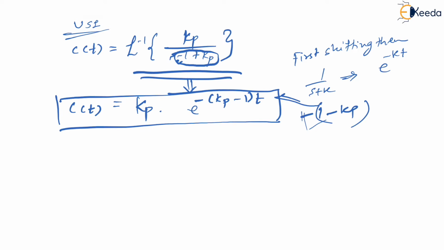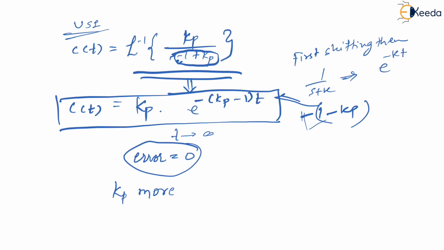Okay, anyway. Now, what will happen if you see? Definitely, as t progresses to infinity, what has happened? Your error became zero. Error will become zero. That is what will happen for sure.